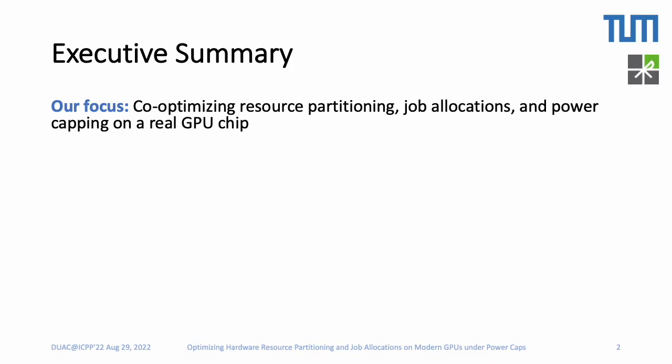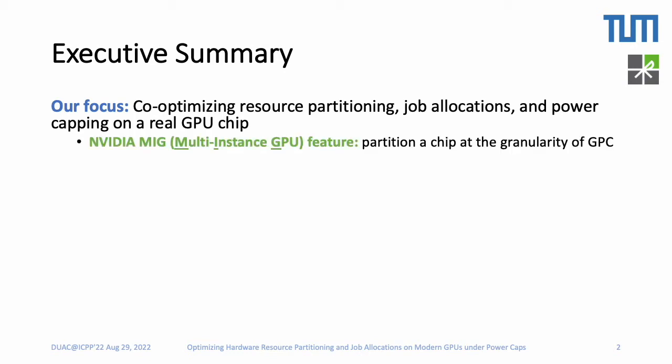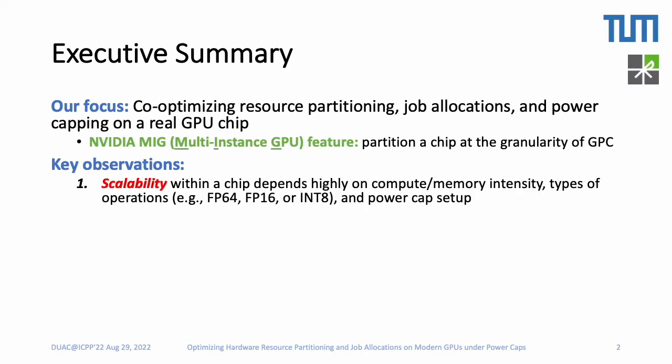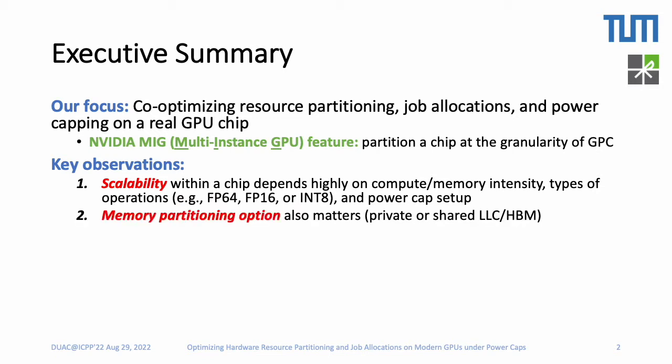Our focus is, in the first place, optimization for resource partitioning, job allocation, and power capping, especially on our real GPU chip. As an example, we use NVIDIA MIG that partitions our chip at the granularity of GPC, that is a kind of coarse-grained partitioning. Our key observations here are, first, chip-level scalability highly depends on the compute and memory intensity, also types of operations, and also power cap setup. Also, the memory partitioning option matters, such as private or shared lower level memory hierarchy.